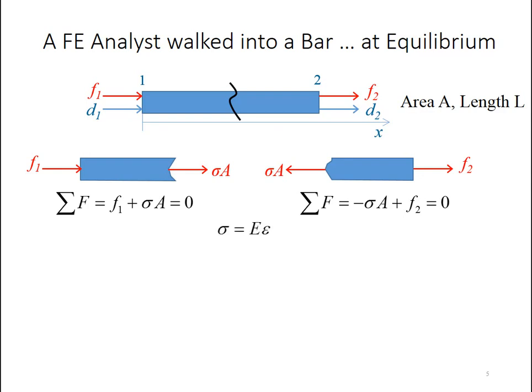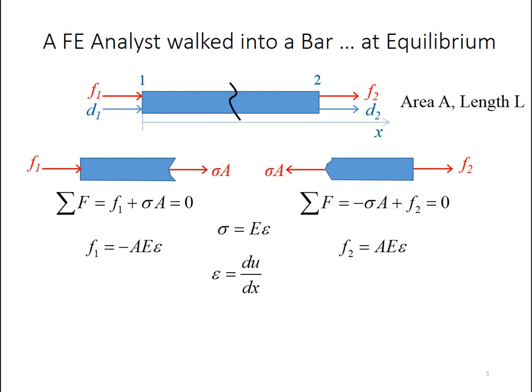Let's apply my constitutive law, or my material properties here. I'm going to assume linear elasticity, so sigma, and it's a uniaxial system, so I've just got a sigma x and an epsilon x. Sigma is equal to E epsilon, and then that's going to simplify my two equations as shown. Now let's apply the compatibility equation, or the strain-displacement relationship.